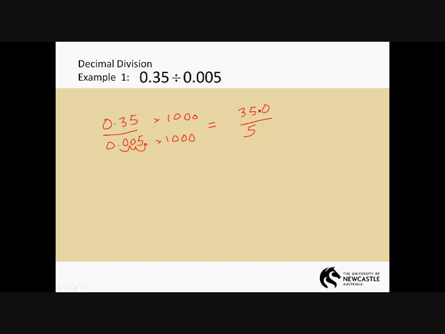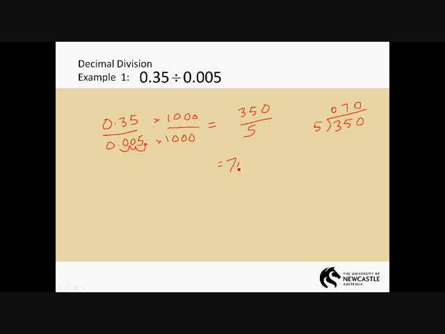Note that what we really did then was multiply by 1,000 on 1,000, which is just the number 1, which is of course a perfectly acceptable thing to do. 350 divided by 5, well, let's look at it. How many 5s can I get out of 3? I can't get any. 5s out of 35 is 7, and 5s out of 0 can't get any. So my answer is 70.